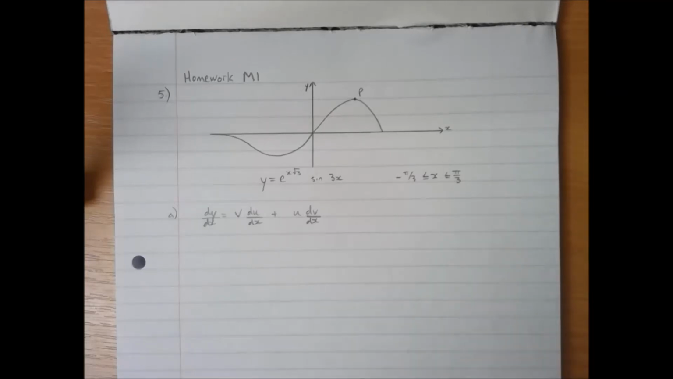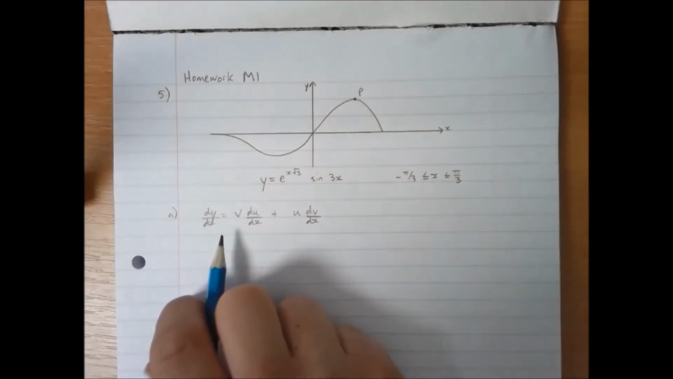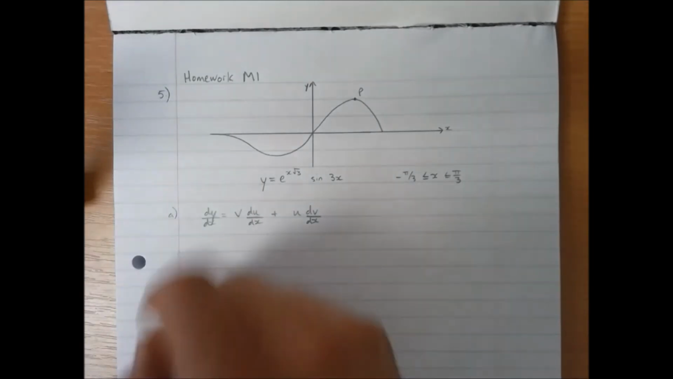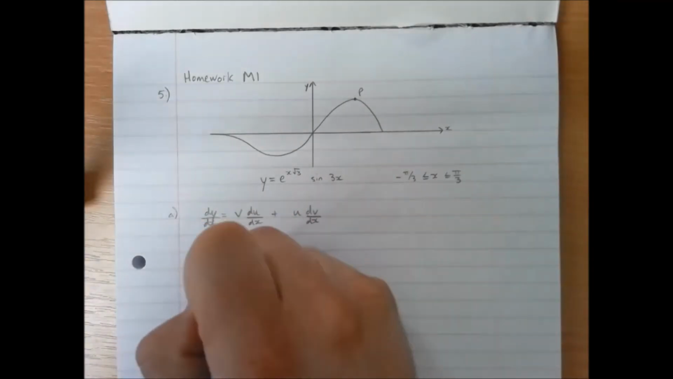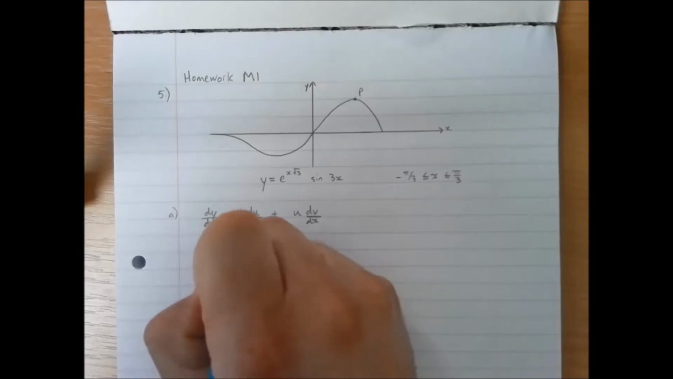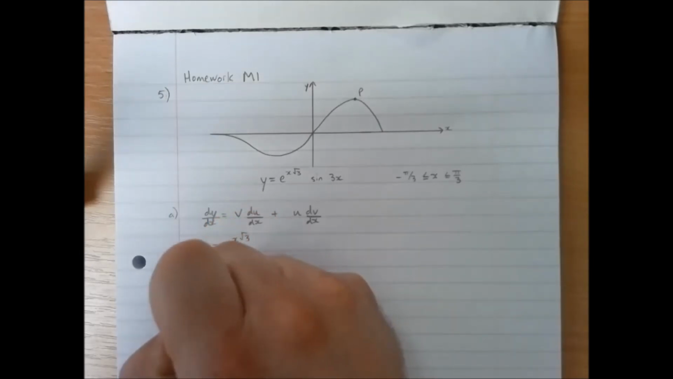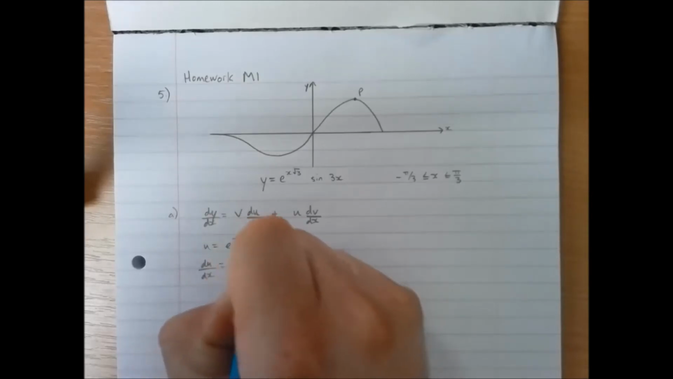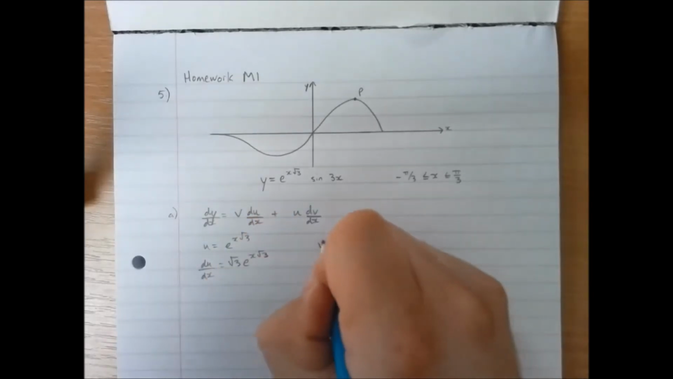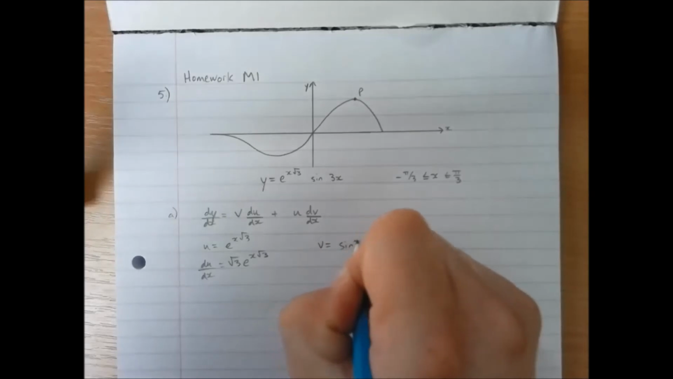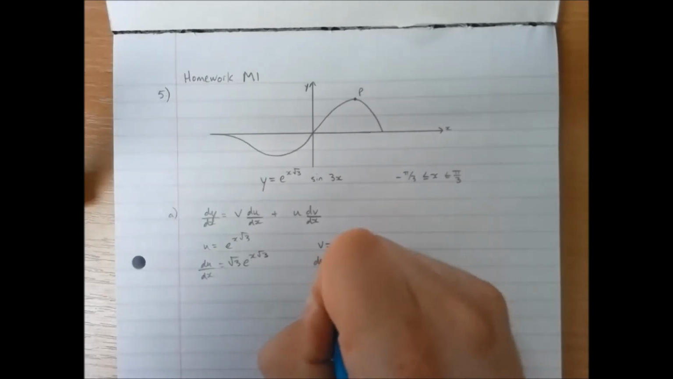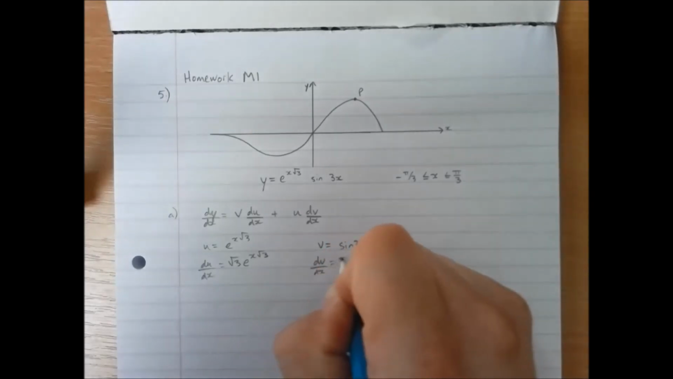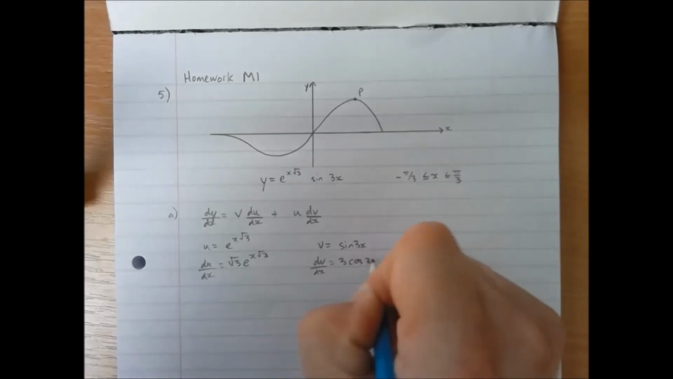To do this, we need to use the product rule, which is dy dx is v du dx plus u dv dx. So u is my first term, e to the x root 3, and if I differentiate that using the chain rule, I get root 3 e to the x root 3. V is equal to sine 3x, and again using the chain rule I get 3 cos 3x.